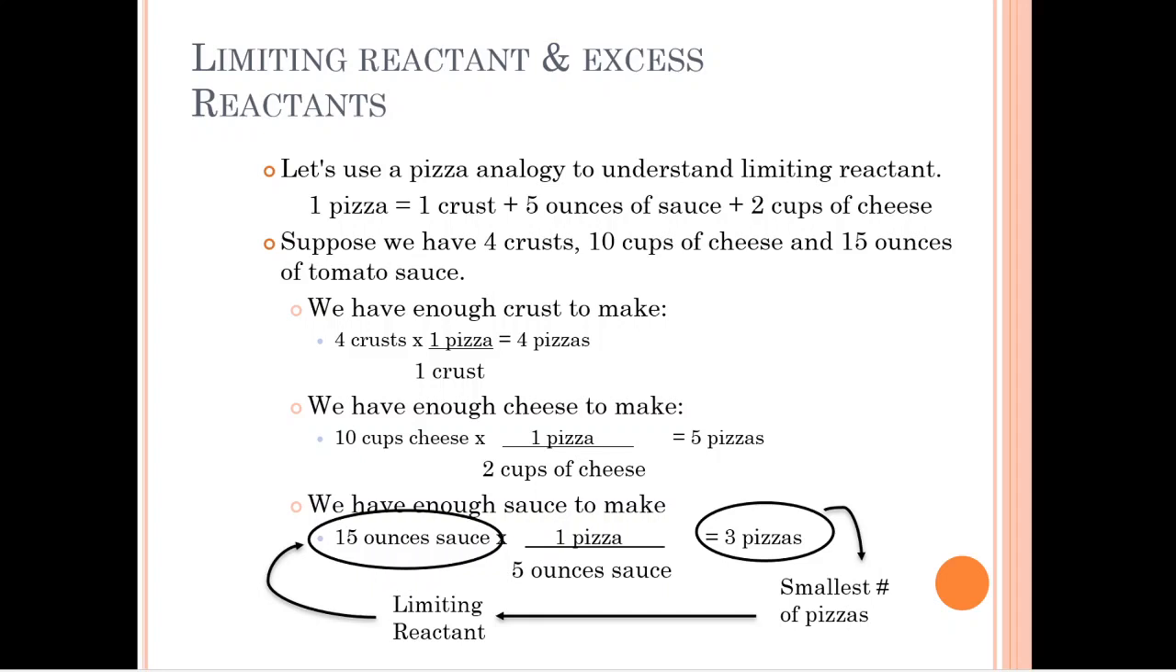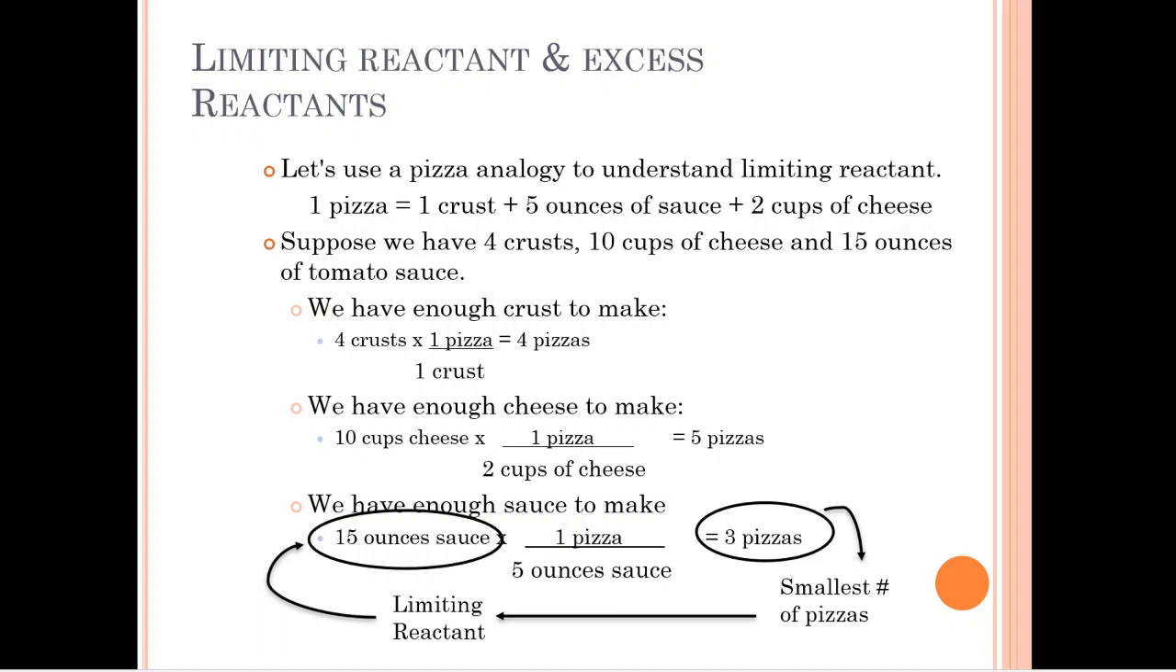We'll use a pizza analogy to understand it. If you need one crust, say 5 ounces of sauce, and 2 cups of cheese to make one pizza, what if you were in the kitchen and you had 4 crusts, 10 cups of cheese, and 15 ounces of tomato sauce?